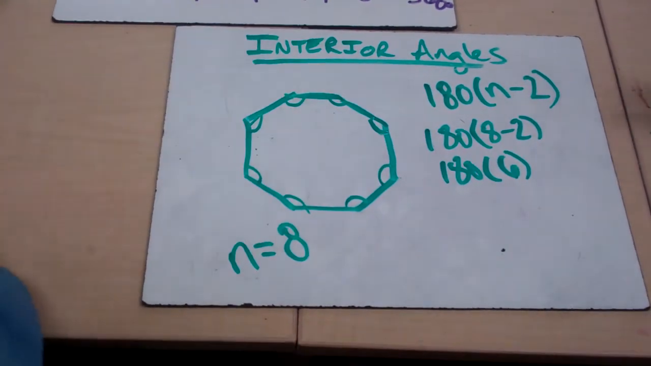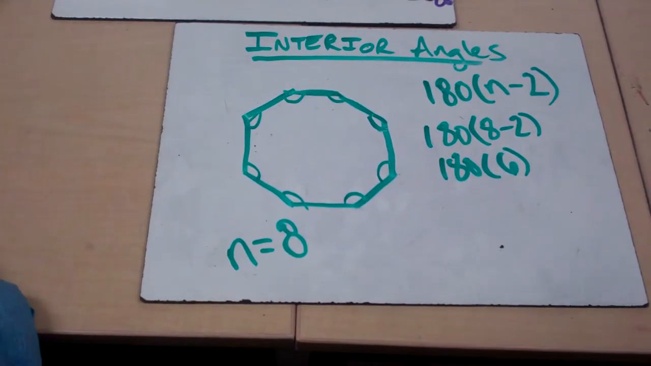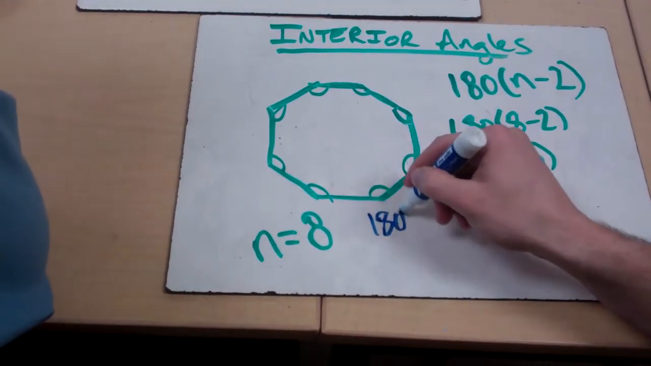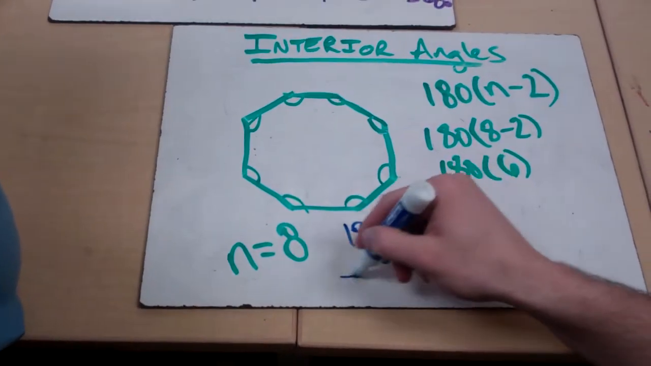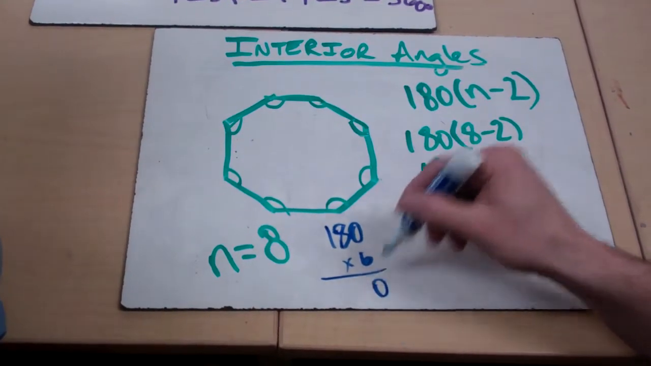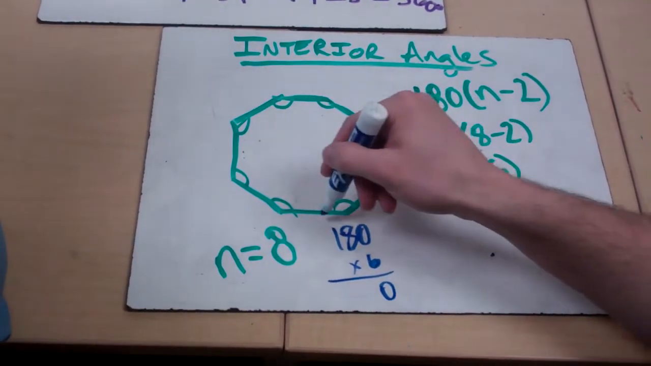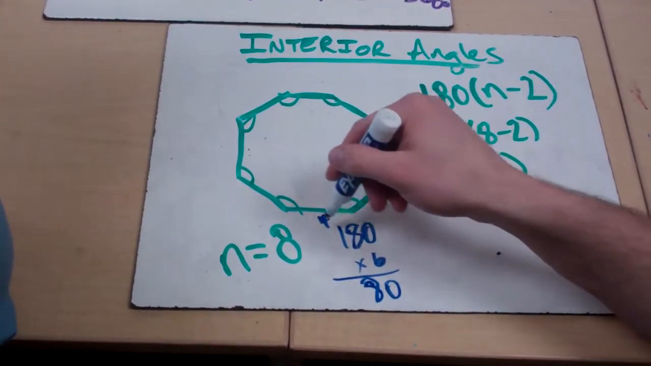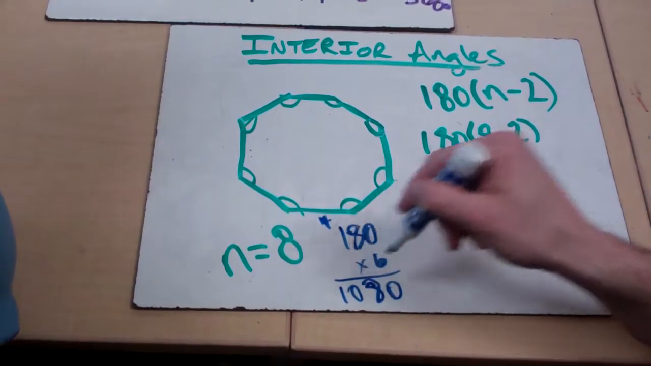I don't have it, but let's add them up with our good old handy-dandy extra long hand. Okay. We get 180 times 6. 6 times 0, 0. 6 times 8 is 48. 6 times 1 is 6 plus 4, a 1080.